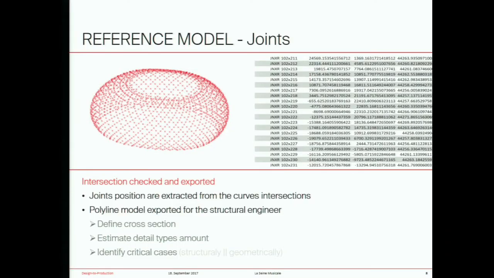And then we go to the modeling, and the first thing we do there is extract the joint positions from the curve intersections, and we pass that to the engineer, who can then use that to create a structural model. The structural model is used to define the cross-sections, to estimate the amount of detail types, and to identify the critical cases, both from a structural and geometrical point of view.